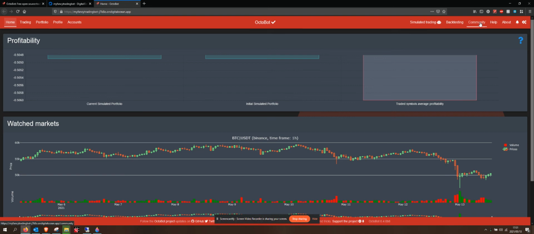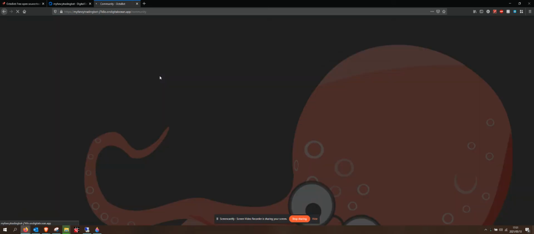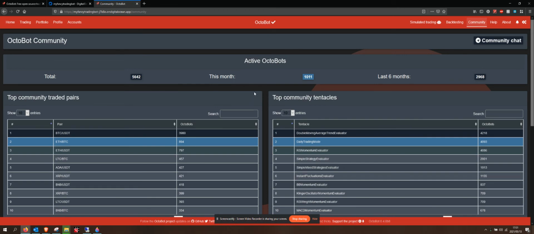Anyway, the first thing I want to show is the community. That's at the top far right-hand side, community. It's just busy bringing up, there we go. This shows what everybody else in the community has set their bot up to run as. On the left-hand side, we've got the top community trading pairs. Most people are trading between Bitcoin and USD Tether, and most people are trading on a double moving average trend evaluator. So very big words.